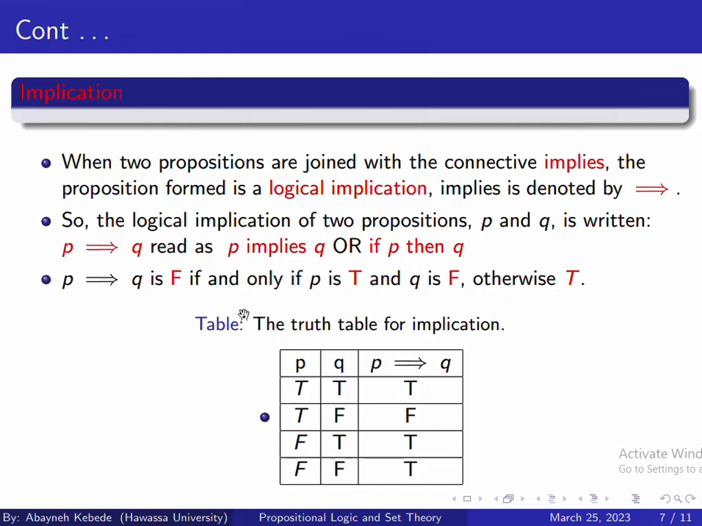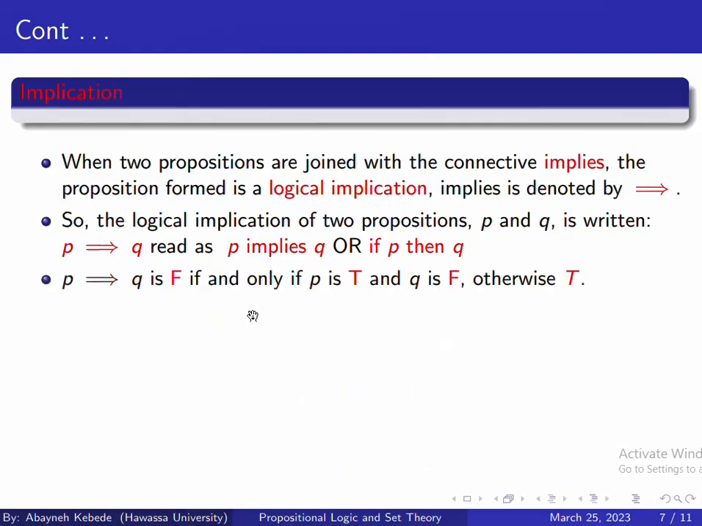The rule for implication says that P implies Q, or if P then Q, is false if and only if P is true and Q is false, otherwise true. In other words, when the first proposition has truth value true and the second has truth value false, and they are joined with the connective implies, the result has truth value false. That means true implies false is false, so P implies Q is false if P is true and Q is false, otherwise true.